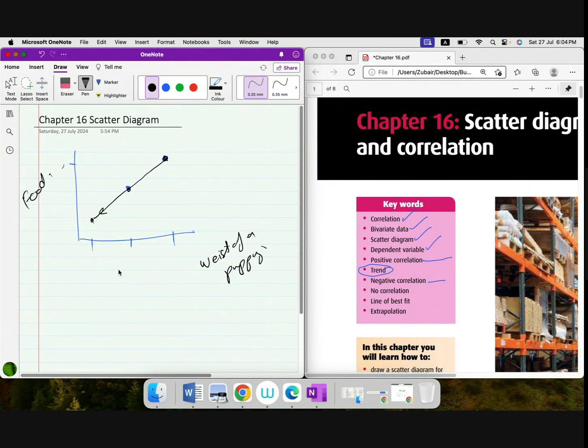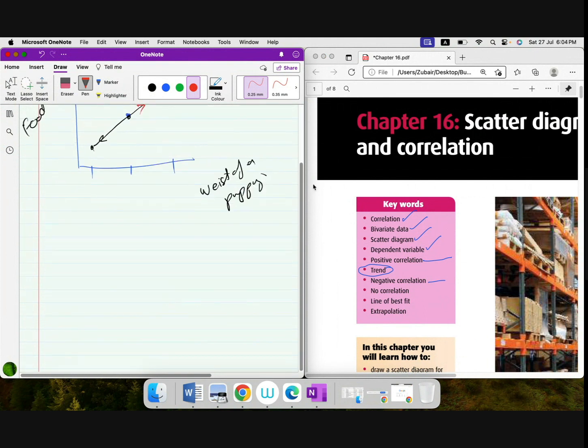The graph goes this way if it's losing weight, and if it's gaining weight, it's the other way around. Both are increasing. So correlation is both increasing or both decreasing. This would be positive, and negative is one increasing, the other decreasing. Okay.